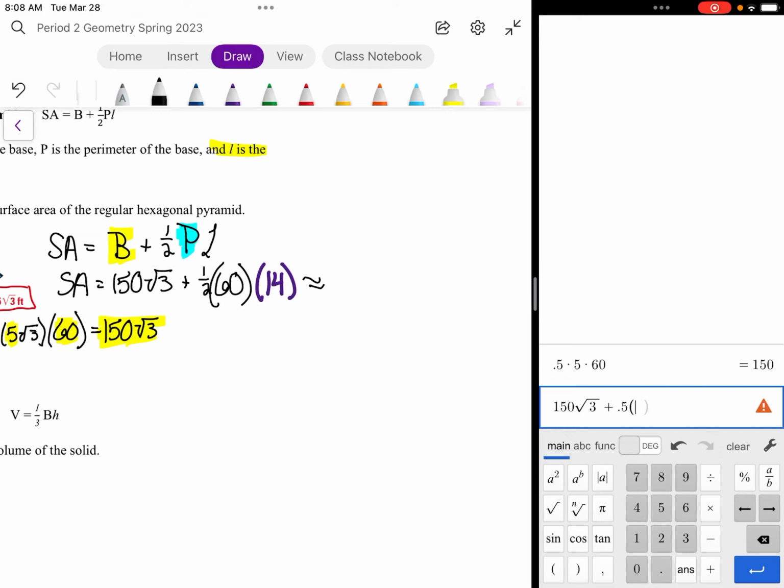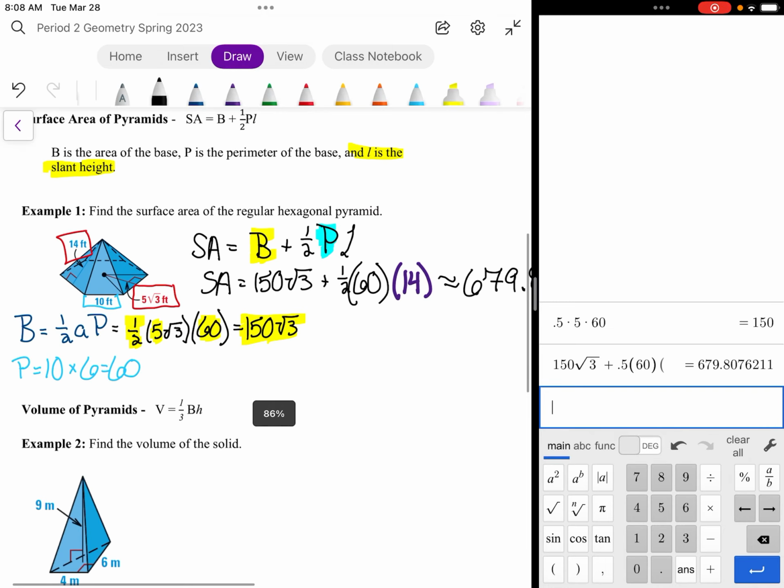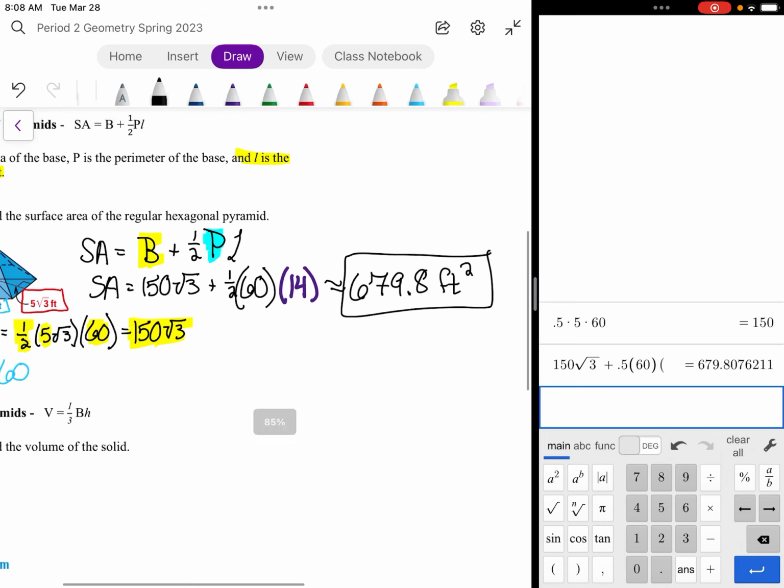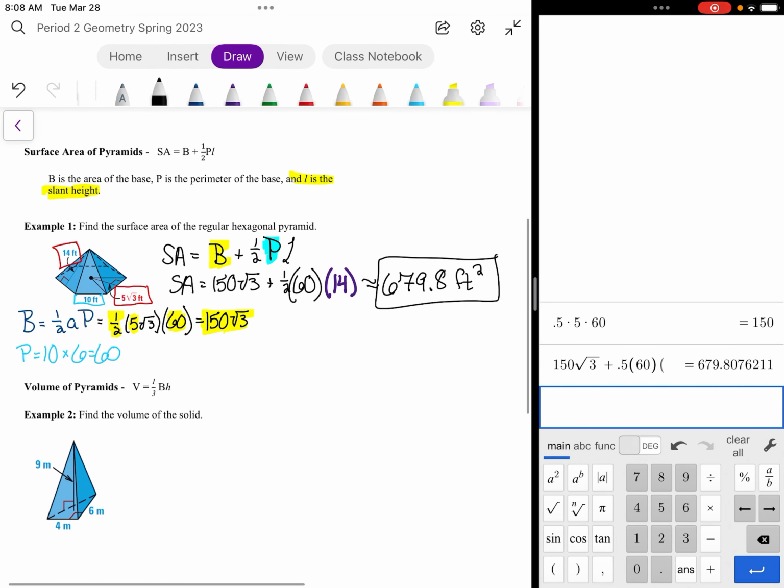And then we'll take 0.5 times 60 times 14. So when we type that all in, we're going to have about 679.8. And this is unit for area again, so we're going to do feet squared. And that will be our final answer. So if you need to pause to copy anything down, you can go ahead and do that right now. All right.